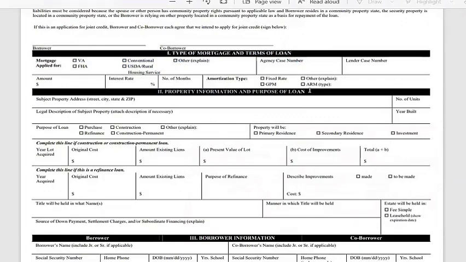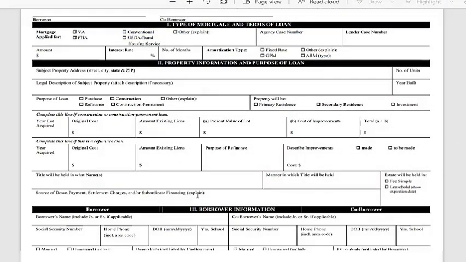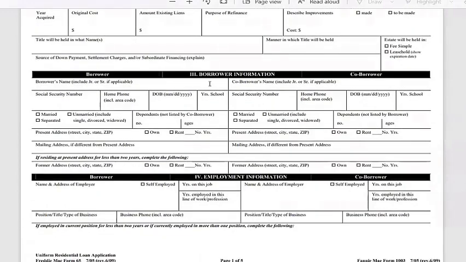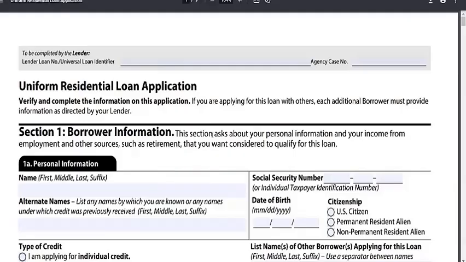Second section was property information and purpose of loan. All this information was related to property and purpose of loan. Then borrower information starting at point number 3. But when it comes to the new 1003, the new 1003 has been segregated into different forms.